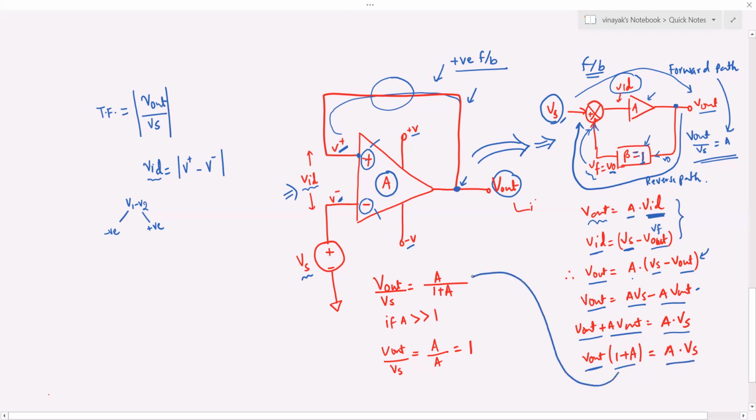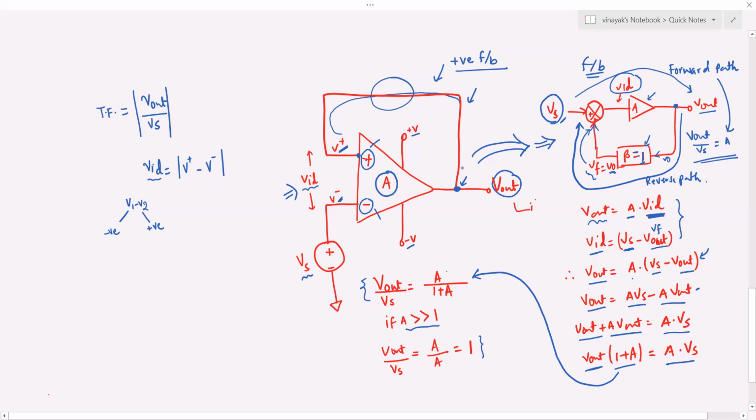Now we write this equation by taking the ratio of V out divided by Vs, which is equal to A over 1 plus A. And if A, which is the gain of the amplifier, is very much greater than 1, V out divided by Vs is approximately equal to 1. So this is the example of the positive feedback system.